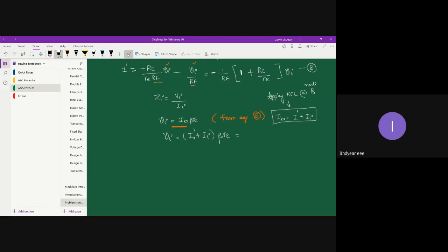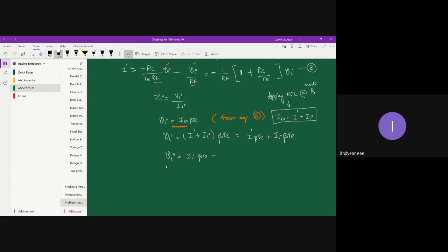Let me write Ib as I dash plus Ii into beta Ie. Or let us split the terms. So it is I dash into beta Ie plus Ii into beta Ie. Or Vi is equal to Ii into beta re, let me keep it as it is, plus I dash into beta re.